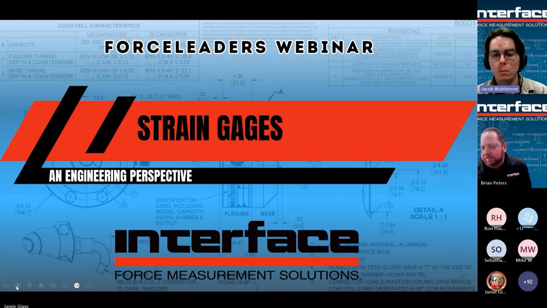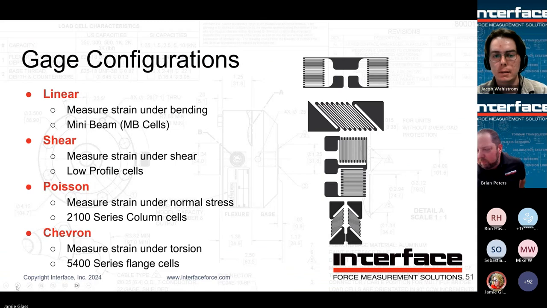Thanks. So now we're going to talk about strain gauges a little bit. So there's different styles of strain gauges, but they're all doing the same thing, right? They're all measuring strain along a certain direction. So you see there's linear, shear, Poisson, and chevron gauges. And ultimately, so long as the grid lines are matched up to your strains, you're going to be in good shape. And we'll talk about grid lines here in the next slide.